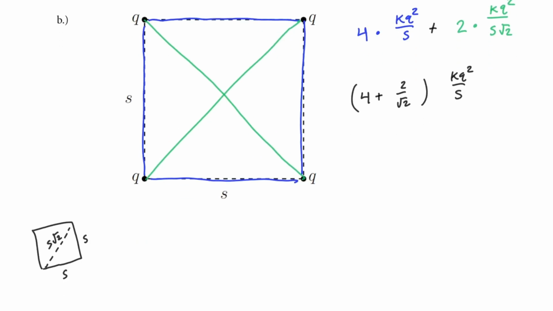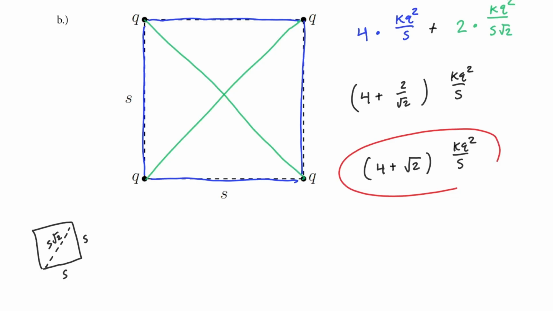Or, if you notice that you could rationalize, if you decide to do that for whatever reason, you'd get 4 plus square root 2 kq squared over s. I'm usually not a rationalizing person, but this is a case where I'd actually do it because I think it simplifies nicely here. It removes the fraction entirely.